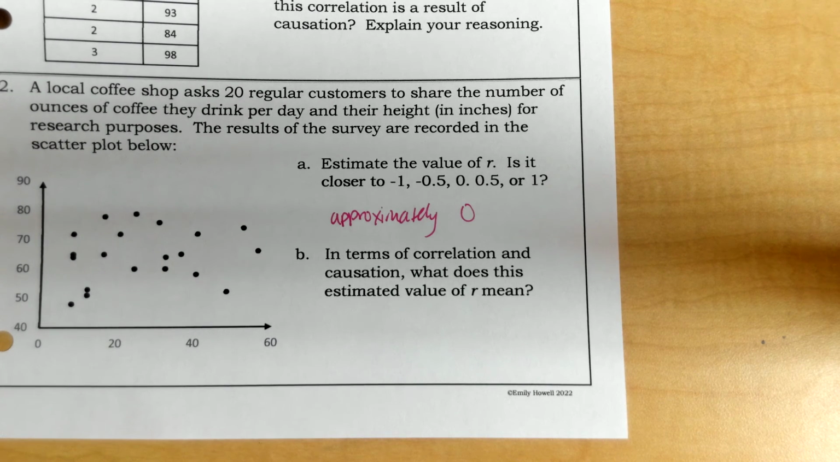Now, part B says, in terms of correlation and causation, what does this estimated value of R mean? So in terms of causation, if there is no correlation, then there can't be a causation. So there's no evidence that the amount of coffee that they drink affects their height, or that their height is affected by the number of ounces of coffee that they drink. So there appears to be no causation along with no correlation in a question like this.